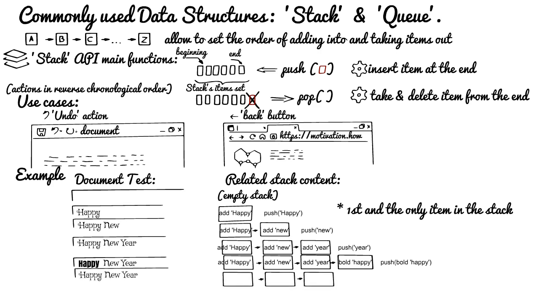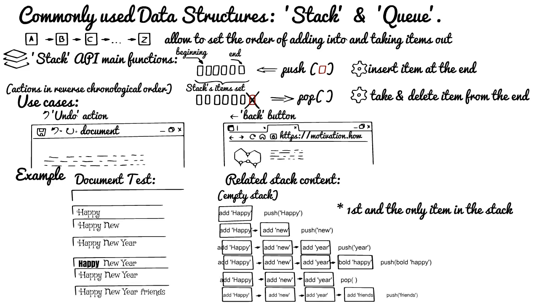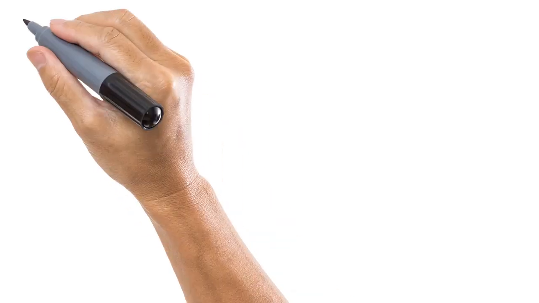So first word needs to return to non-bold letters case. Then you can add fourth word. If you need to undo operations, you continue undoing them based on further elements from stack's end. Fourth word to remove, then third word, and so on. Exactly in reversed chronological order, based on stack's pop function.